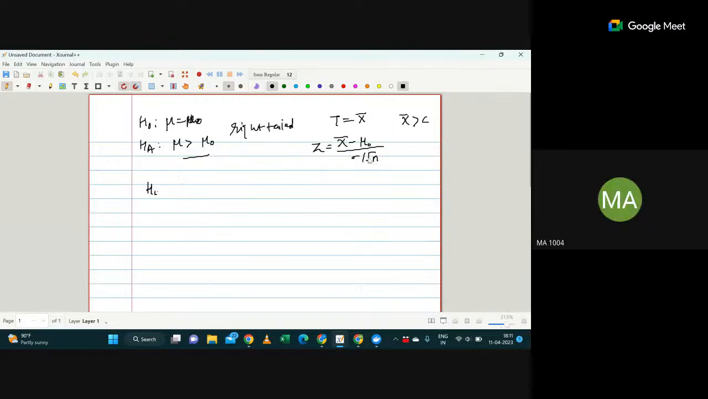Suppose I'm saying my null hypothesis is this one, and my alternative hypothesis is mu less than mu naught. So what kind of test is this one? Left tail, correct. Left tail test, right? And what will be the rejection region? x bar less than c. Correct.